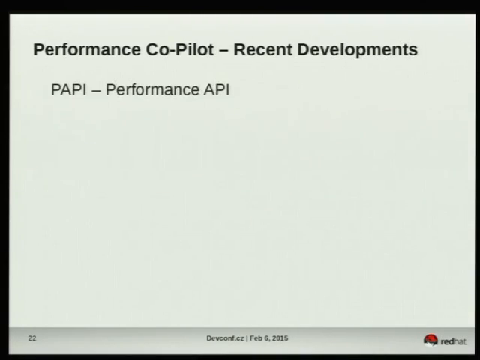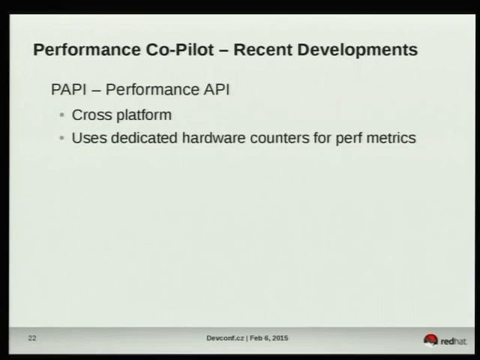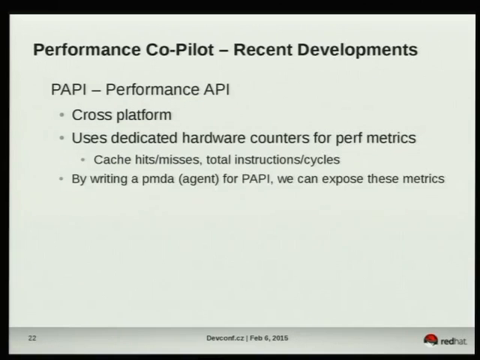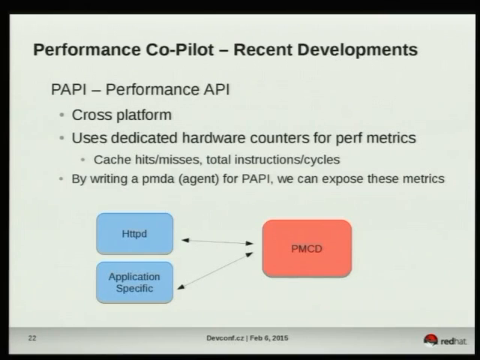So there's this program out there called the Performance API, and it makes available, cross-platform, the dedicated hardware counters on your machine. And it tracks things like cache invalidation, total instructions, total cycles. I mentioned it previously. And by writing an agent for this, we're able to express these values to the rest of the system, right? So in the overall layout, we would fit in right here. So it's just another agent.